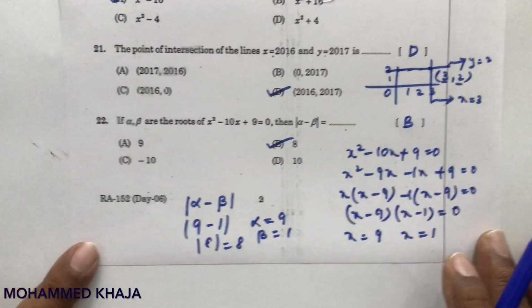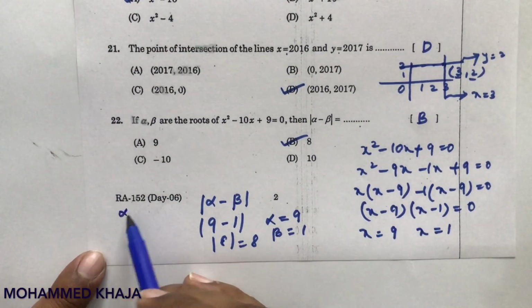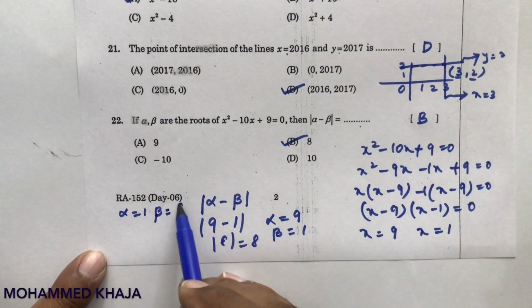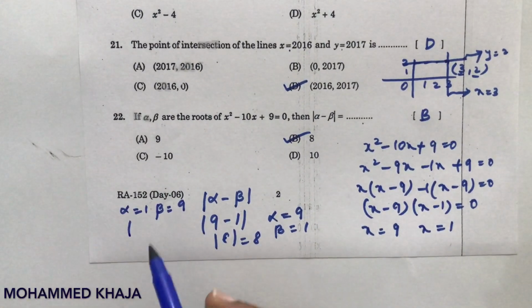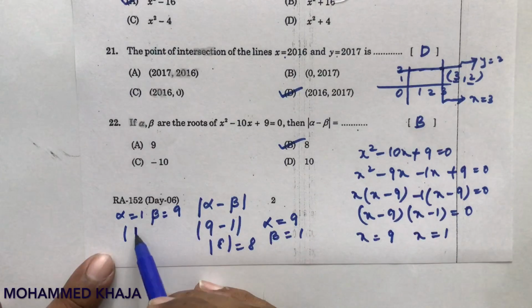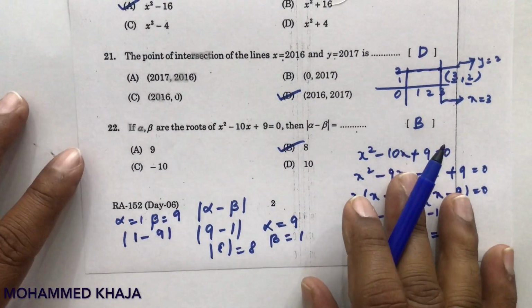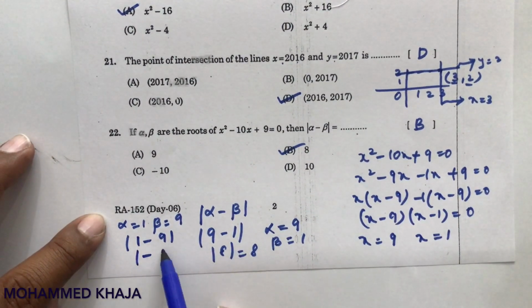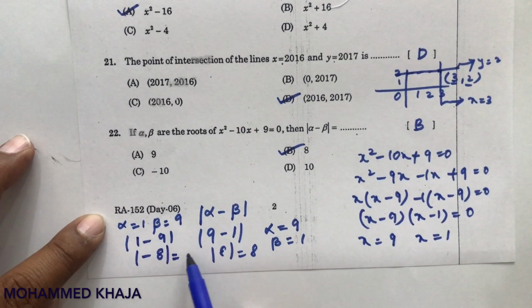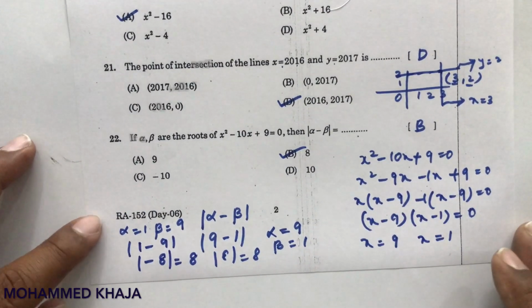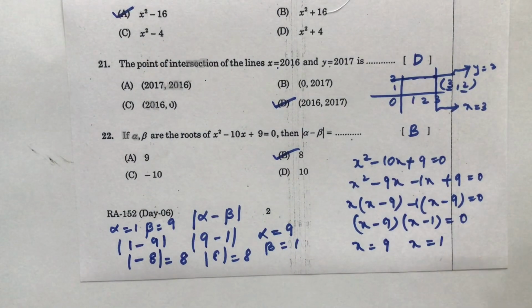Some students may consider alpha as 1 and beta is 9. Then alpha minus beta is 1 minus 9, which is modulus of minus 8. The absolute value of minus 8 is also 8 only. So the correct option is B.